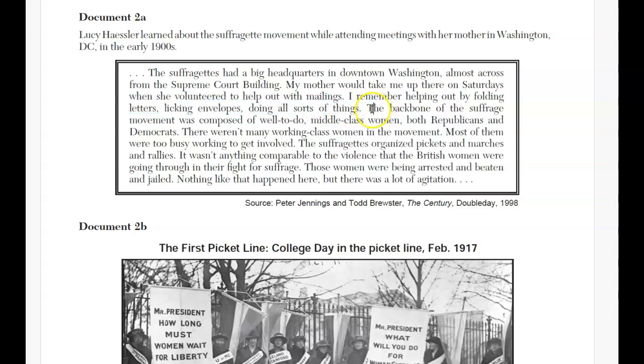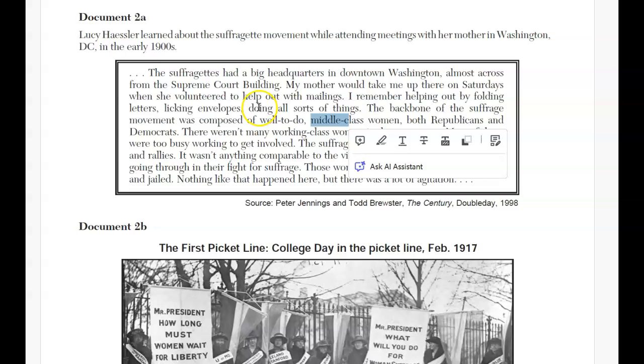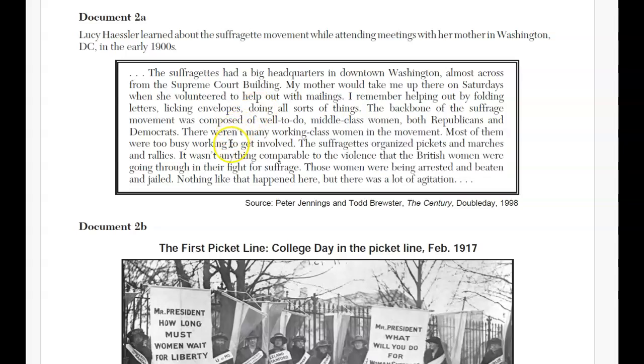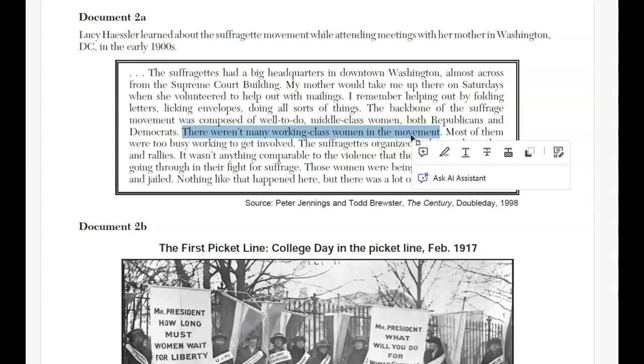The backbone of this suffrage movement was composed of well-to-do, middle-class women, both Republicans and Democrats. So it wasn't the very rich and it wasn't the very poor. It was comfortably middle-class women of both political parties. There weren't many working-class women in the movement. Why not, you might wonder? Well, working-class women were way too busy.